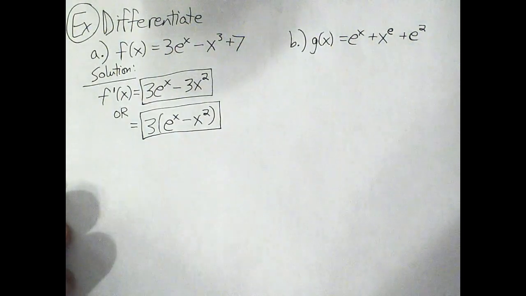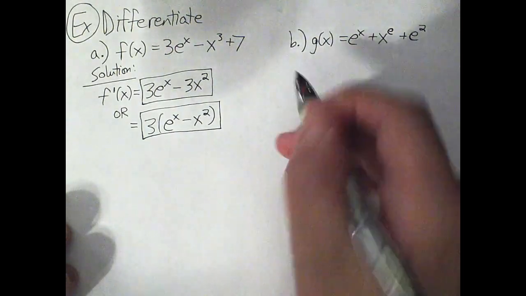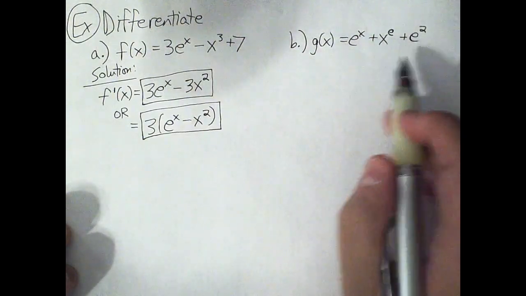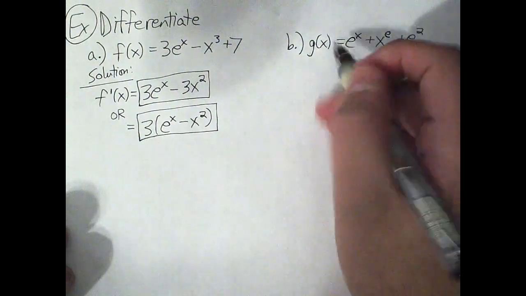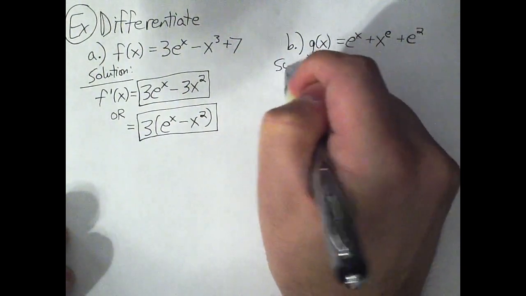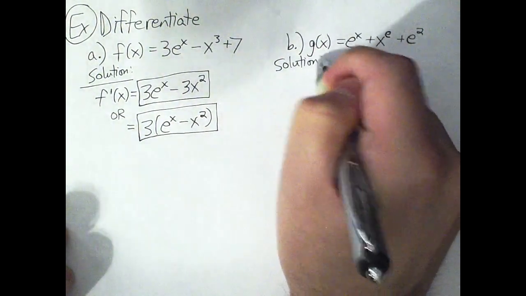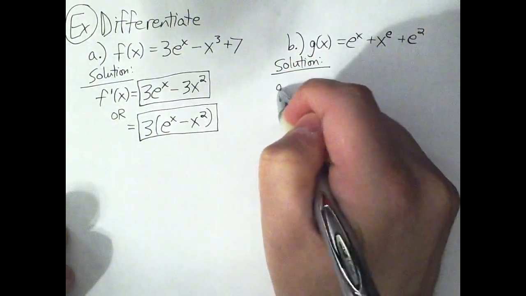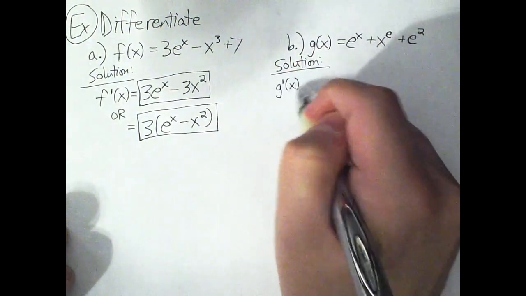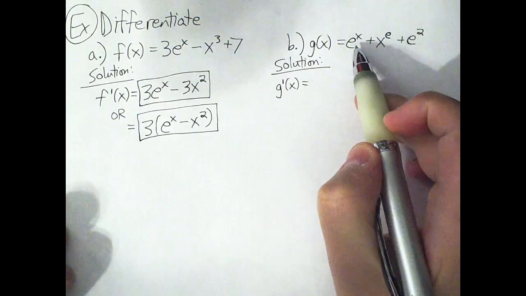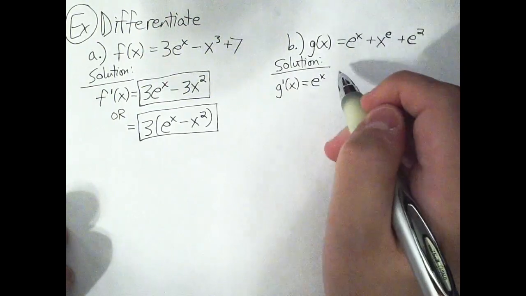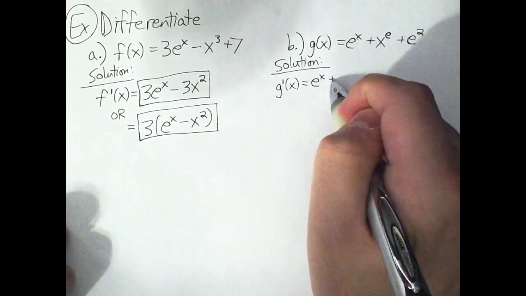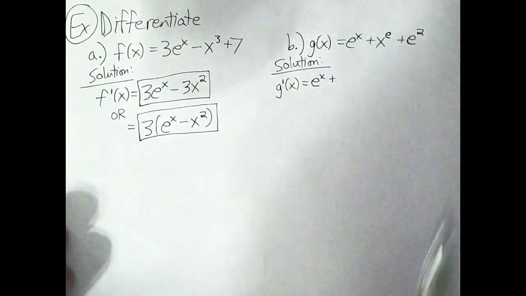Part B, I guess part B is a little weird looking. I did that on purpose. This is trying to trick you, or it's trying to make you be careful. In part B, you need to be careful. So what is g prime? Derivative of e to the x is e to the x. Let's just do each piece, right? I'll put a plus sign. Okay, what's the derivative of x to the e?